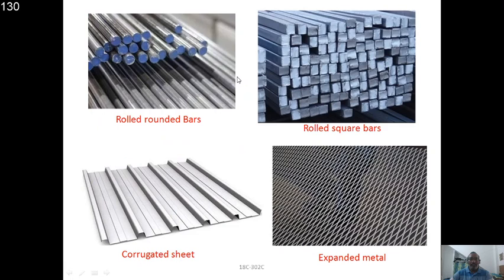The rolled round bars look like this, which are available in the market, and rolled square bars are like this. They can be rectangular shape also. The corrugated sheets, which are used for roofing purposes, are also manufactured. The expanded metal, which is used as a mesh or for other protective works, can also be used.